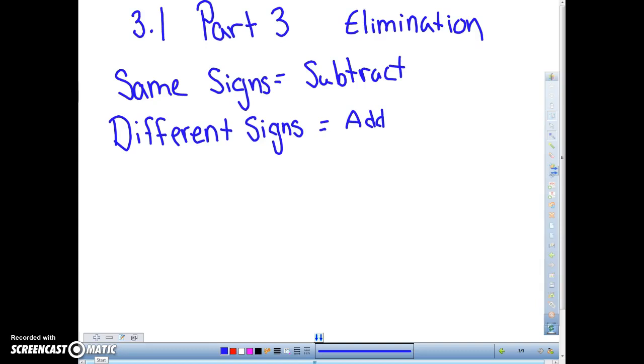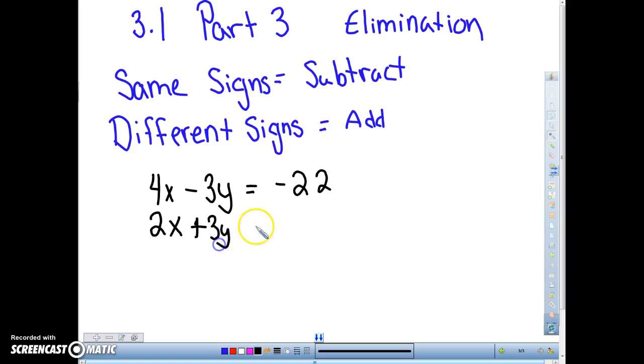Okay, this is Algebra 2, 3.1, Part 3, Elimination. So we've done graphing, we've done substitution, this is your elimination part. So the very first problem that we're going to do is 4x minus 3y is equal to negative 22. And the second equation is 2x plus 3y equals 16.